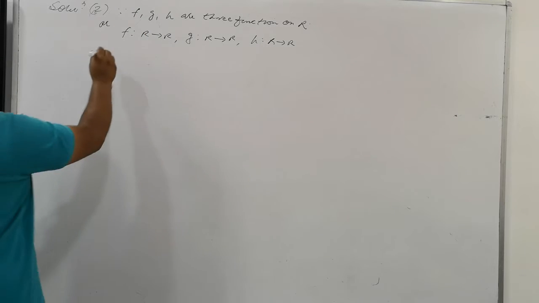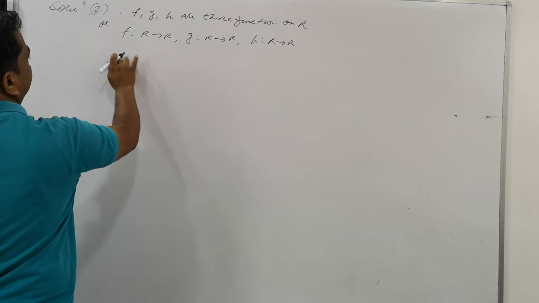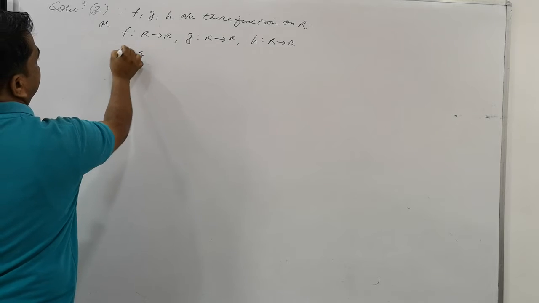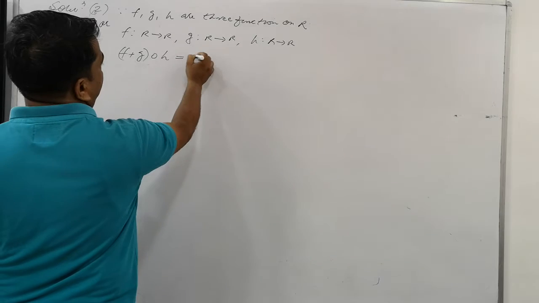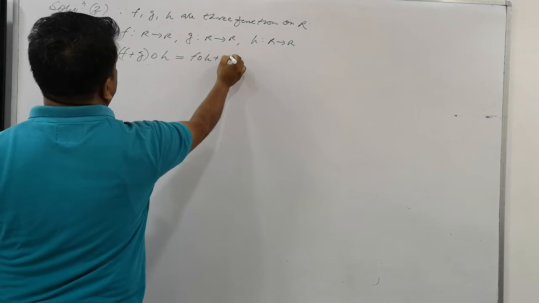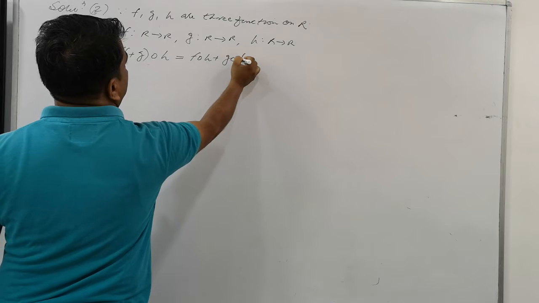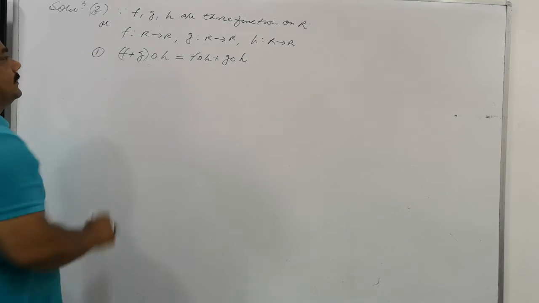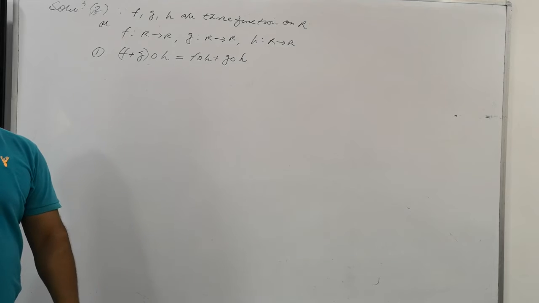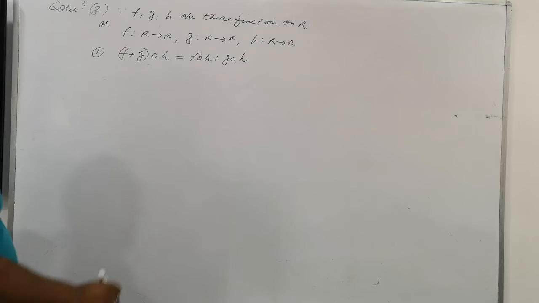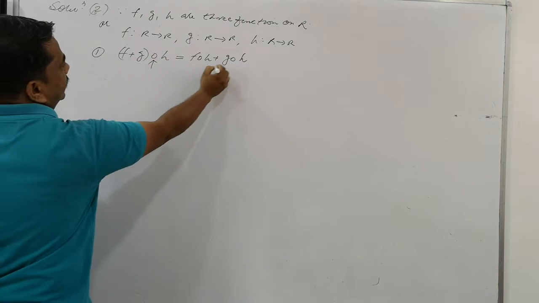So what is to be proved here first? To prove (f plus g) o h is equal to f o h plus g o h. First you need to understand this. f plus g means two functions are added here. It's called the algebra of functions. In 11th class we had studied this. Clear? And this is the composition right now.